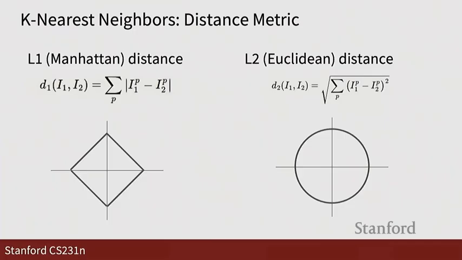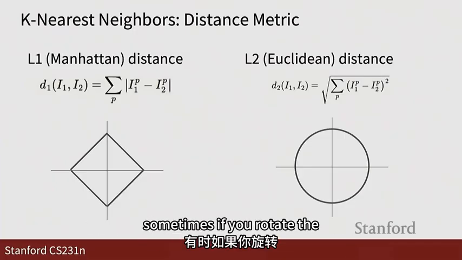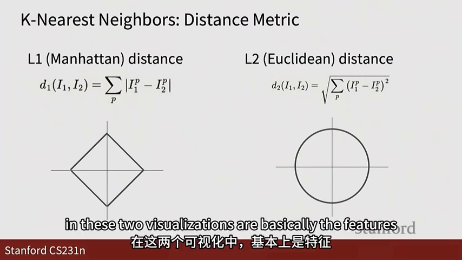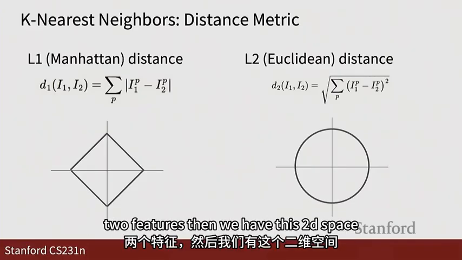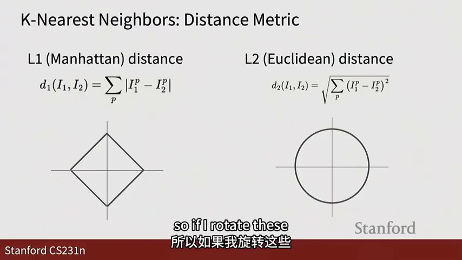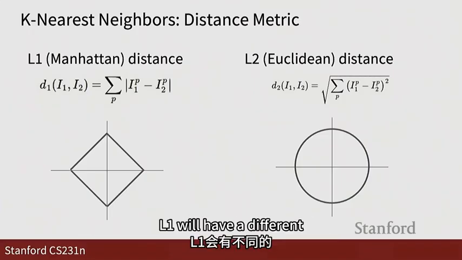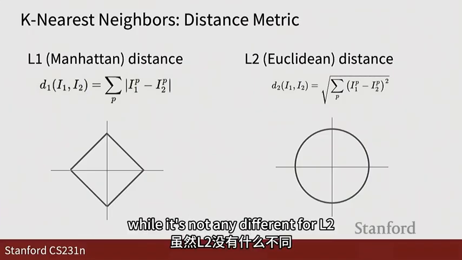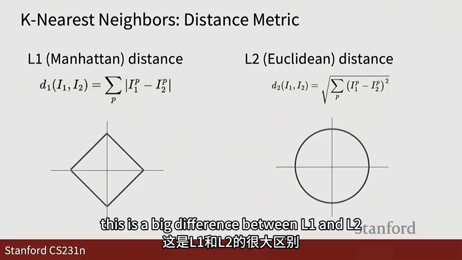The reason this visualization is helpful is because sometimes if you rotate, so x and y in these two visualizations are basically the features. If we have 2 pixel values, two features, then we have this 2D space, and this x and y are often those features. So if I rotate these features, meaning if I use other types of features, this L1 will have a different value, while it's not any different for L2. So that's why this is a big difference between L1 and L2.